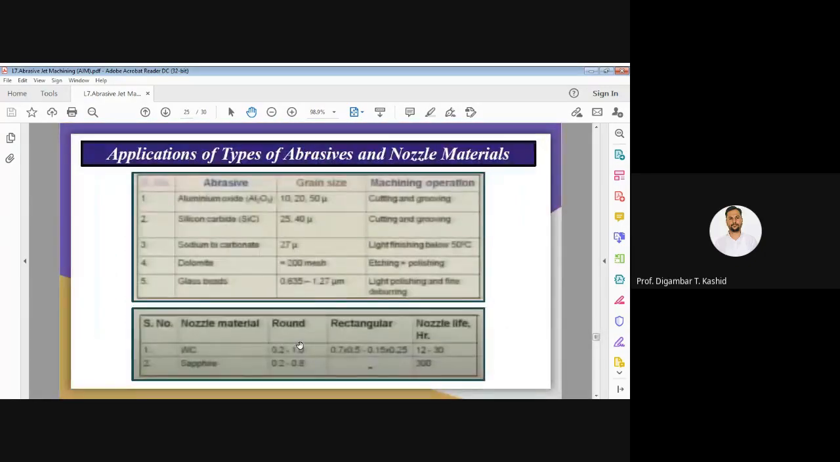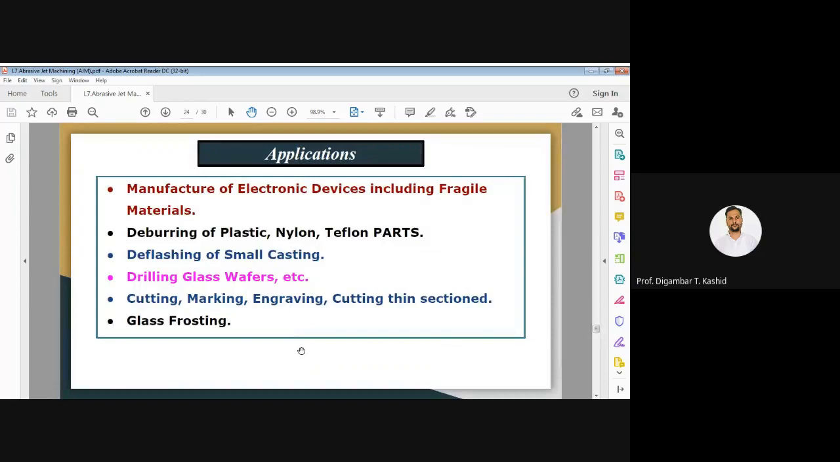Now let us come to the applications. Here I have mentioned some applications. The first application is that it is very much applicable in the manufacture of electronic devices, including devices made of fragile components. It should be material, not component, in the slide.